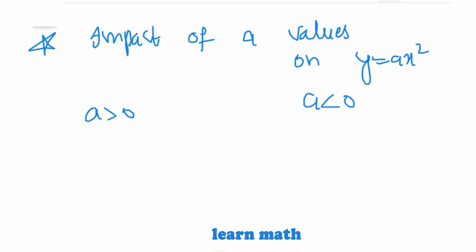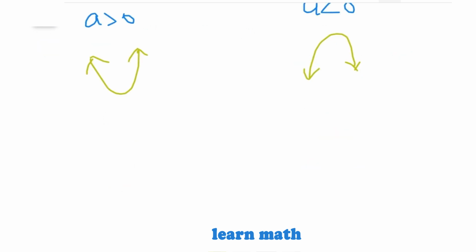So you can remember it like this. If it is positive, then it will point upwards. Negative, it will point downwards. That is the first basic thing we already know. So I want you to review these graphs.